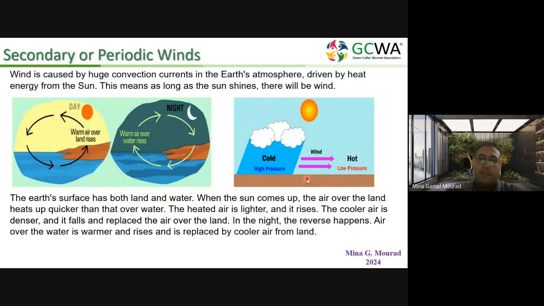But what about the secondary or periodic winds, or local winds, in a region? From our understanding of the previous slides, we know now that winds move from cold places to hot places. The cold places have high pressure, but the hot places have low pressure. So the winds flow from high pressure to low pressure. But what happens locally?